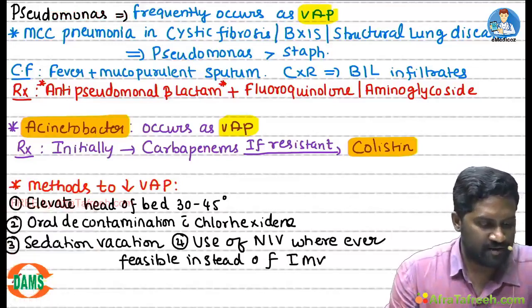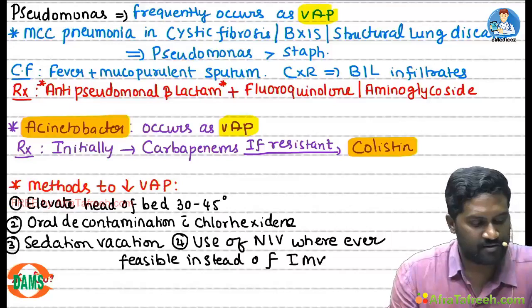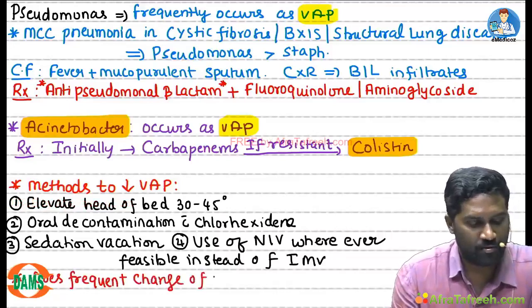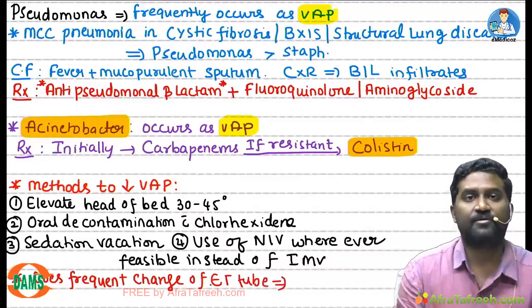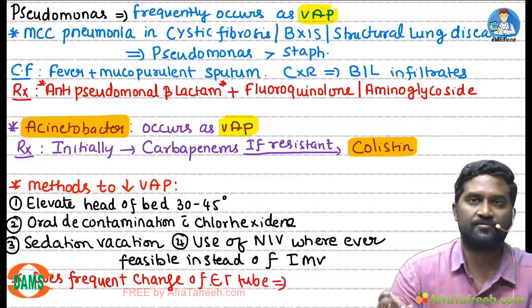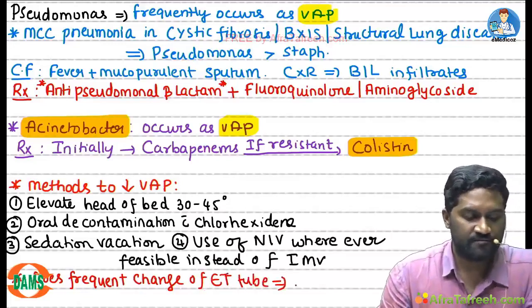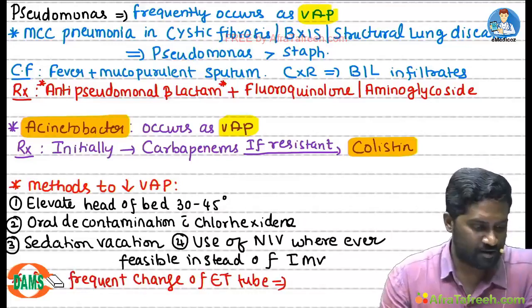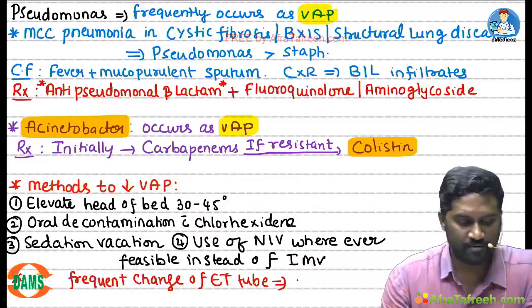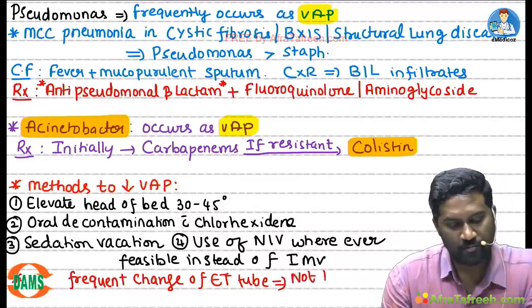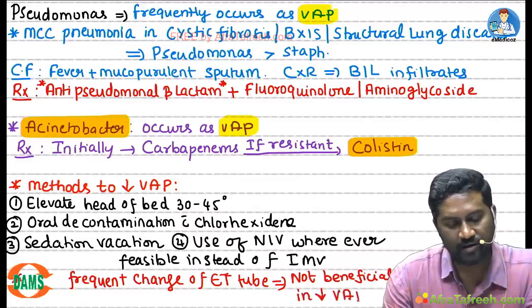Recently asked question: is frequent change of endotracheal tube beneficial for reducing ventilator associated pneumonia? That was the question. Your answer is that frequent change of endotracheal tube is not beneficial in reducing ventilator associated pneumonia.